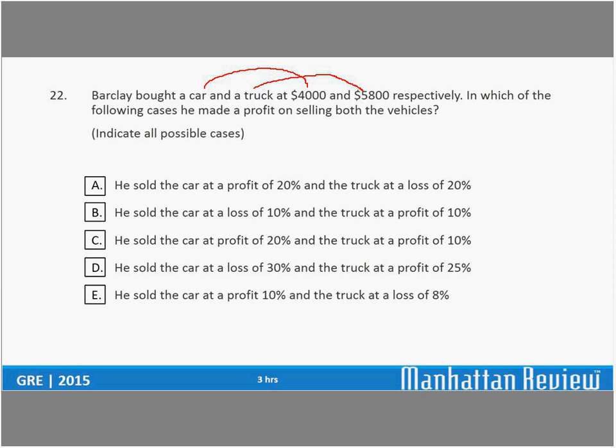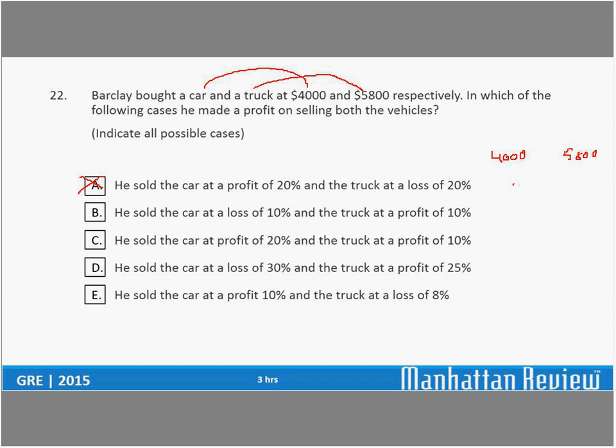What we usually tend to do is try to calculate all the values quickly and say in which case he is making a profit. But first make a comparison, and if it demands, then you calculate. The first one is a profit of 20% on the car and a loss of 20% on the truck. The percentage values are both 20 and 20, but the truck is of greater price, so the loss is obviously greater than the profit. He didn't make a profit as a whole, which is a loss. So you can rule out option A.